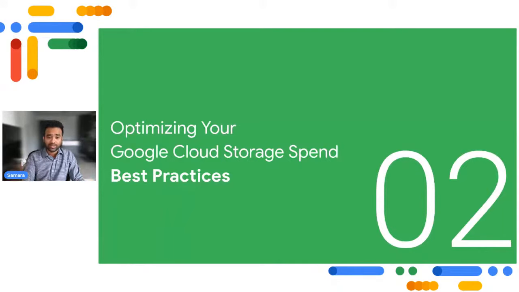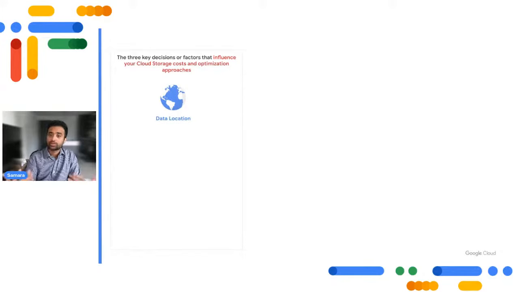So, in the next few minutes, I will walk you through some of the approaches that we have seen our customers taking to save money and to optimize their costs within GCS. In the case of GCS, there are a number of ways that you can optimize your costs. And we will focus on the three key dimensions that will influence your costs and the approaches that you take to optimize your spend. First one, data location or data residency.